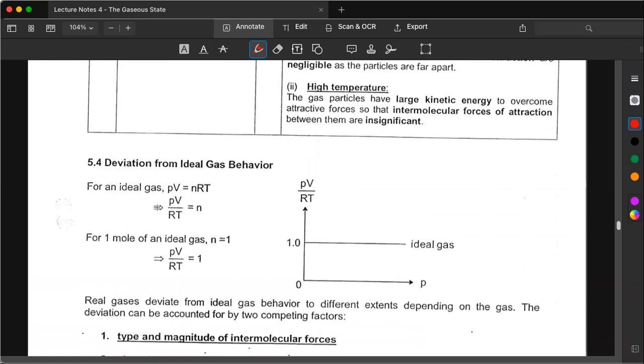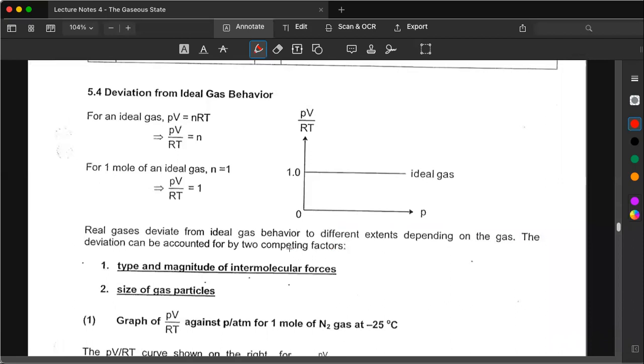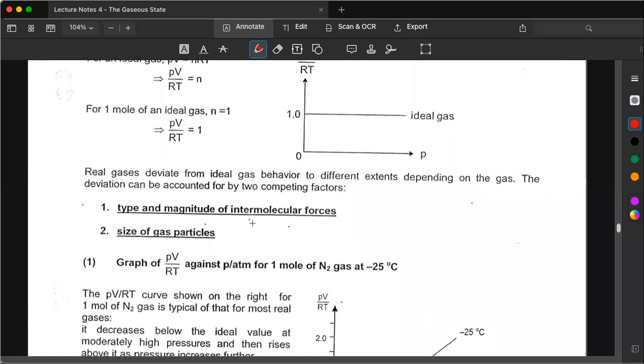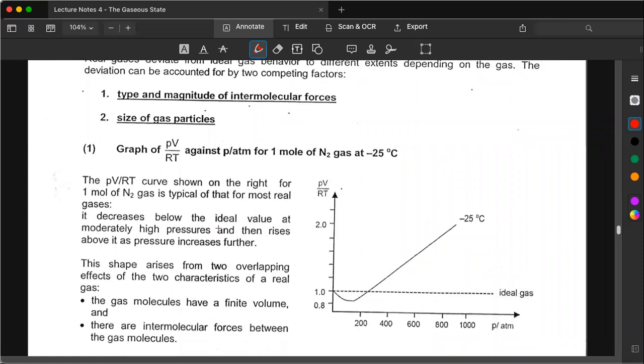So for an ideal gas, we use PV equals nRT, and we can just use the equation directly and sketch any graph that is required. However, a real gas will deviate from ideal gas behavior. So what are the factors that will affect this? They will be the type and magnitude of intermolecular force, as well as the size of the gas particle. So let's look at this. We plot a graph of PV over RT against pressure for 1 mole of nitrogen gas at minus 25 degrees Celsius.